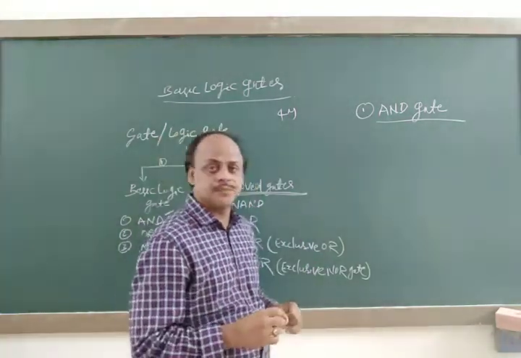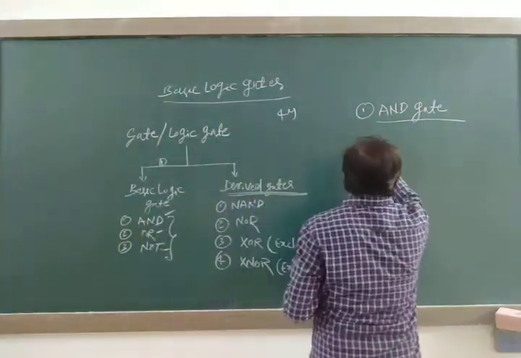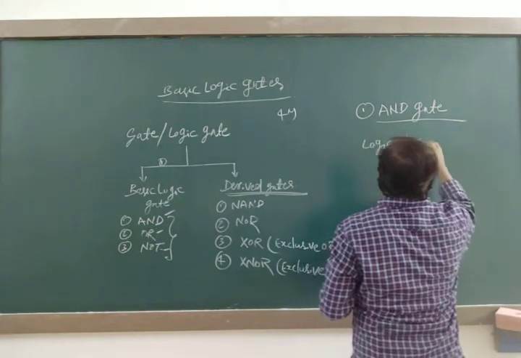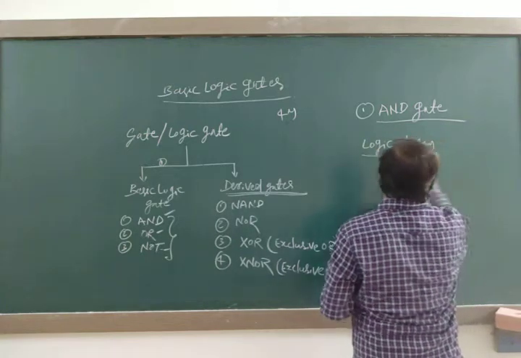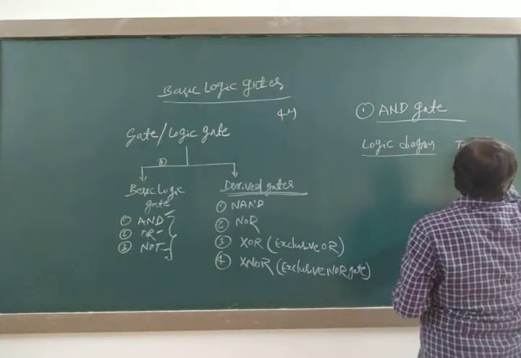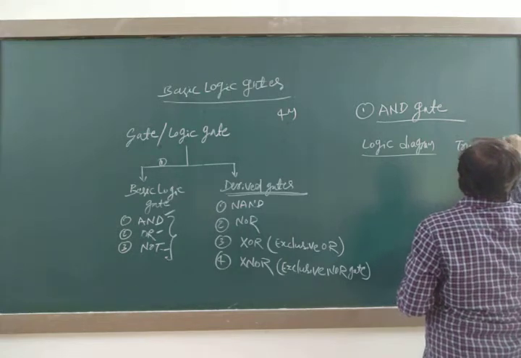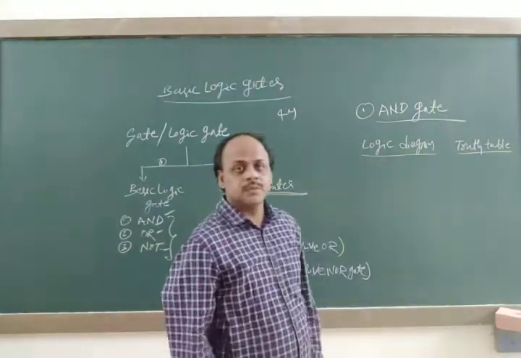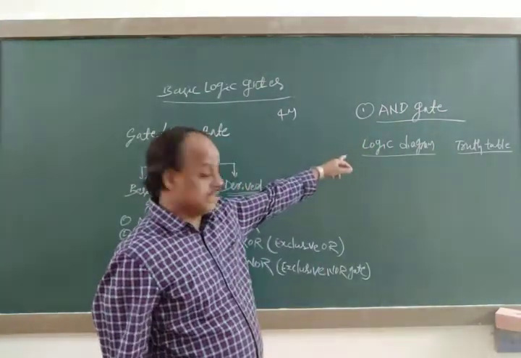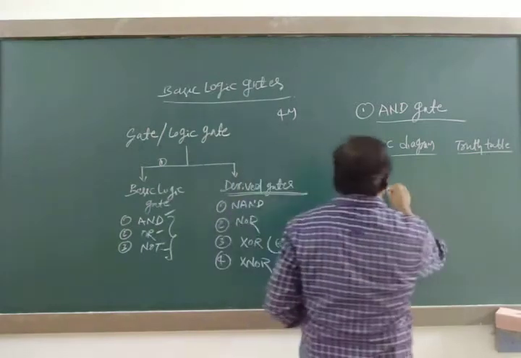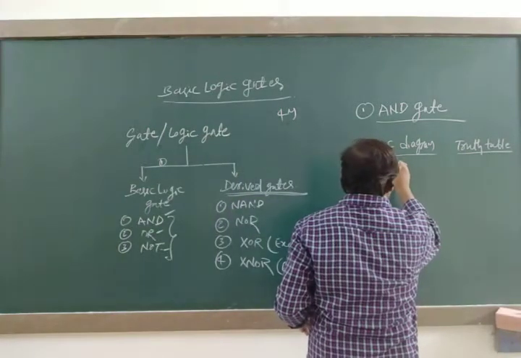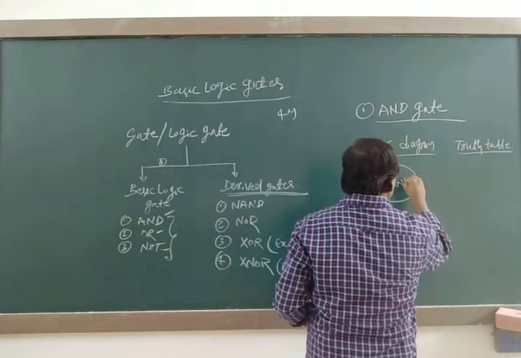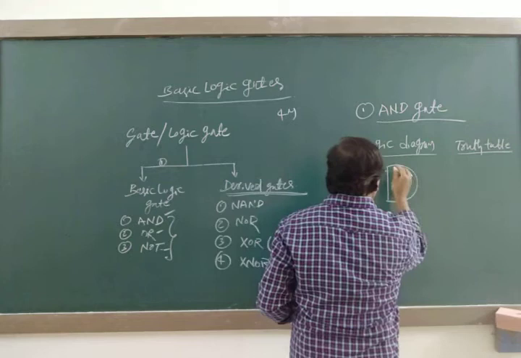So see here, truth table. Let us see first the logic diagram of AND gate. This is nothing but AND gate.